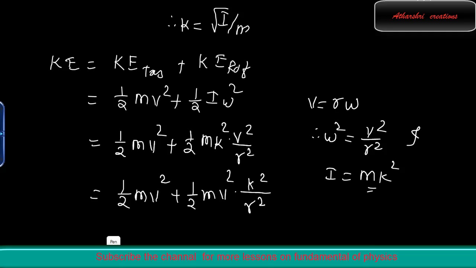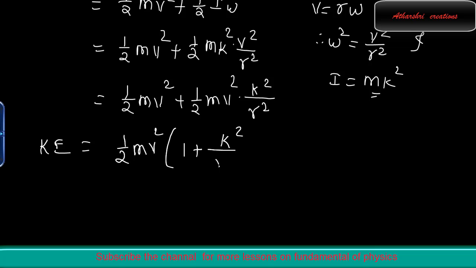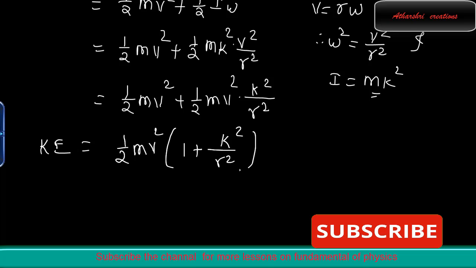Now next, total kinetic energy is given by, see, half of m v square is a constant, hence the equation becomes kinetic energy equal to half of m v square into 1 plus k square divided by r square. This is our required equation for total kinetic energy in rolling motion.